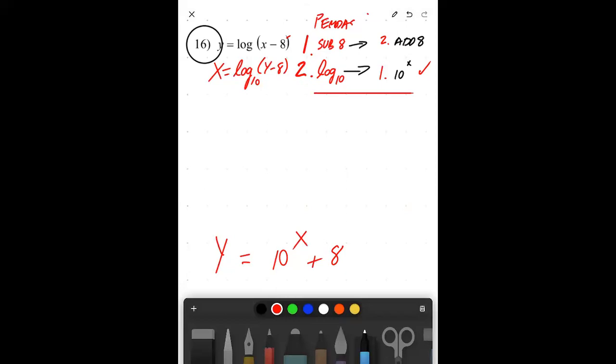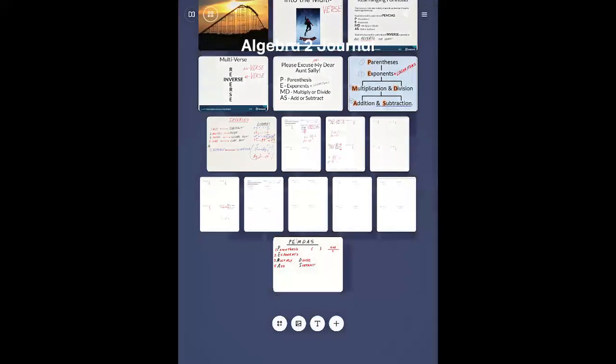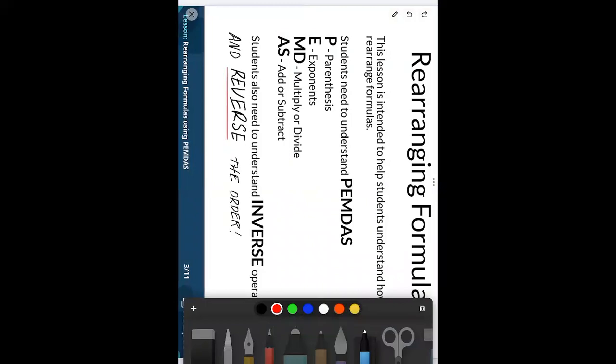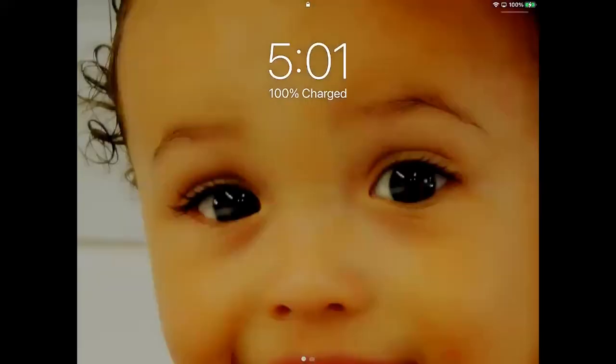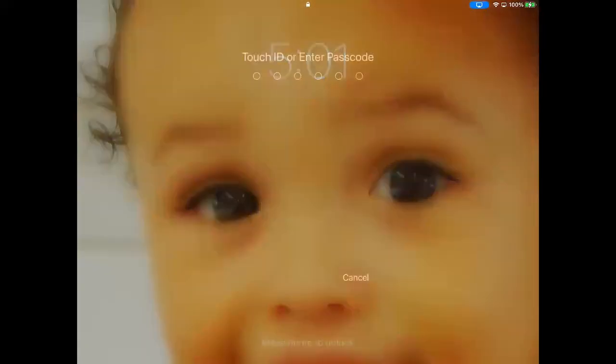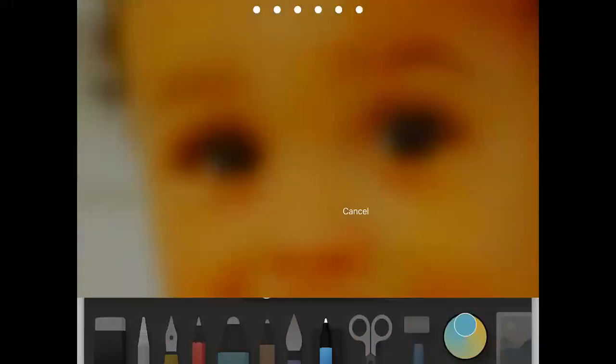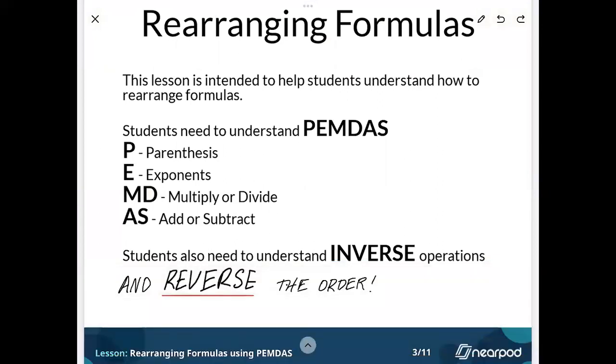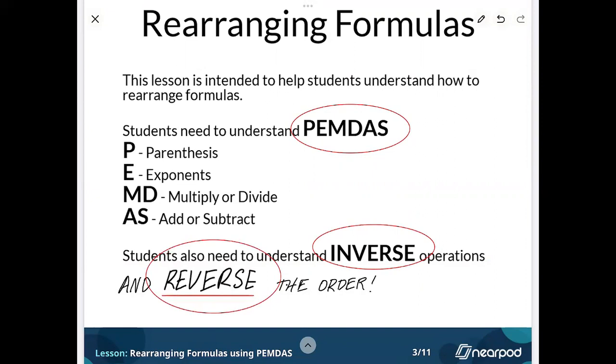All right, I hope that this has been helpful. Let me go back and recap what we're doing here. What we're doing is we're using PEMDAS to get y by itself. And then we do the inverse of whatever the PEMDAS operations are. And then we reverse the order, and then we'll be done.